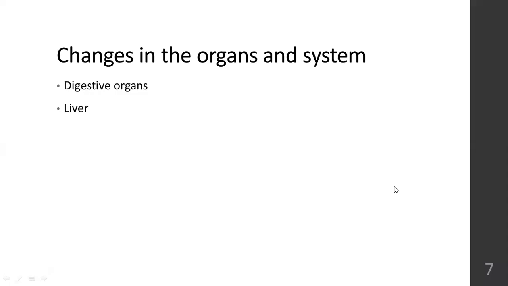Liver fat accumulates in case of kwashiorkor. Not in marasmus, but in kwashiorkor, fat droplets will accumulate in the liver cells, leading to fatty liver if it is untreated.